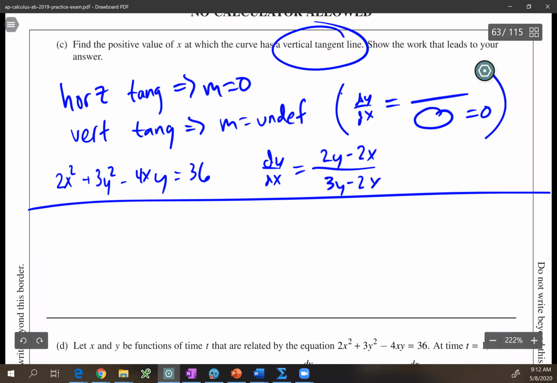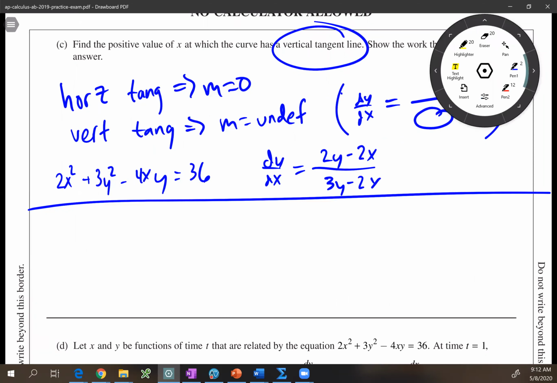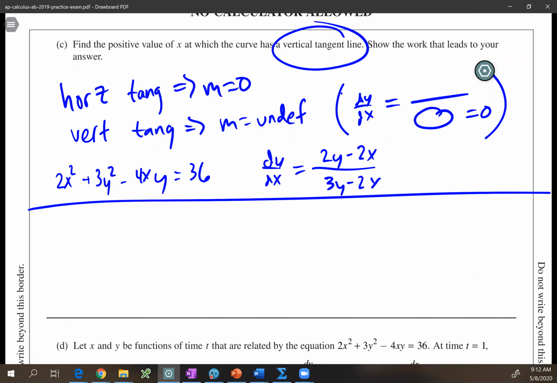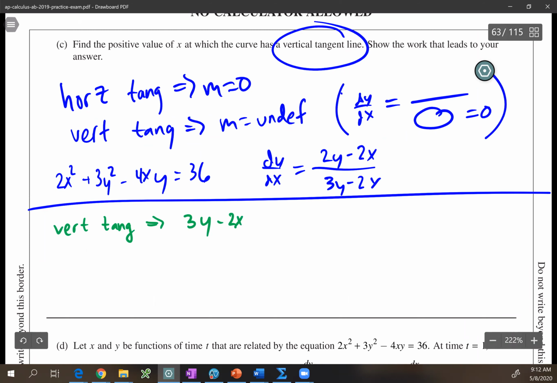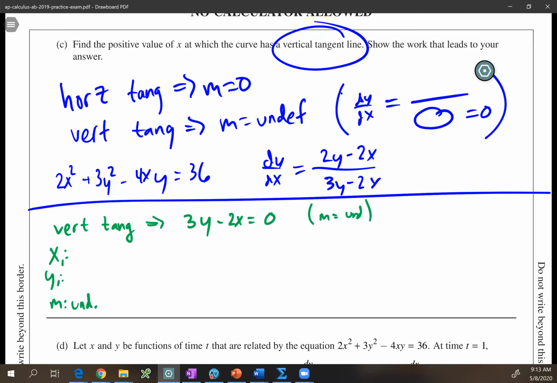So what's going to happen is we know that because it has a vertical tangent line, that means that 3y minus 2x must equal 0. Right, if you want to write m is undefined, you can write that, right? You can even do an x1, a y1, and an m where m is undefined. Now, it doesn't say to actually solve for the equations, it just says find the x values.